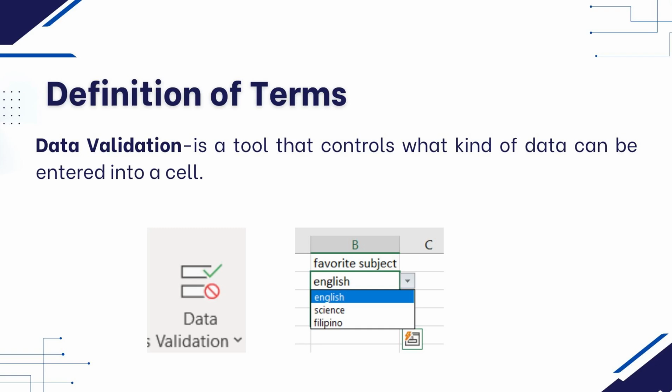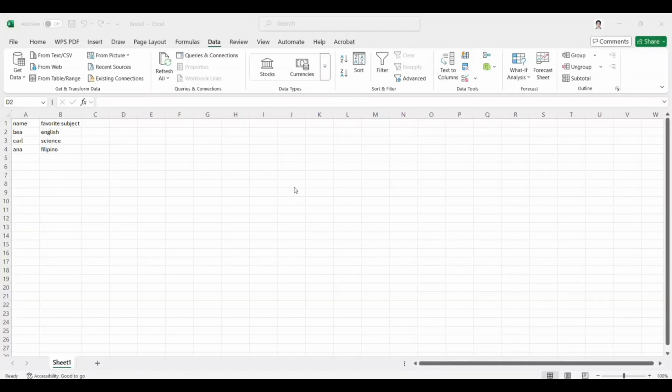So, for example, imagine na kay table of students and their favorite subject. So, gamit ang data validation, you can make a drop-down list of subject like English, Science, and Filipino. So this way, kamo mga students makapick ra mo from those subjects. So now, let's proceed to the steps in applying data validation in spreadsheets.